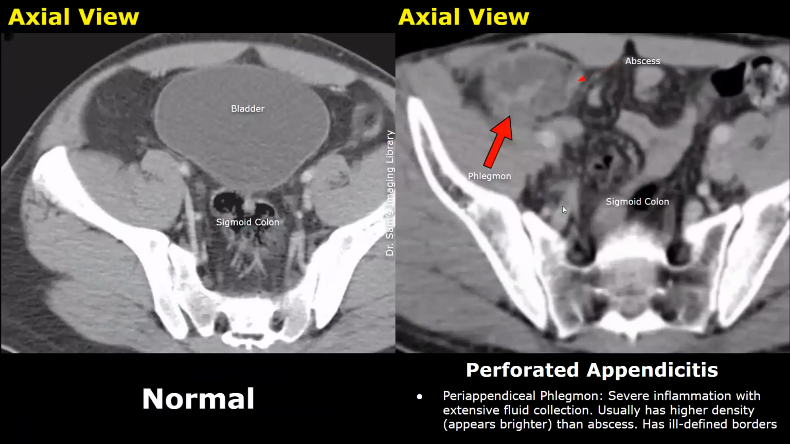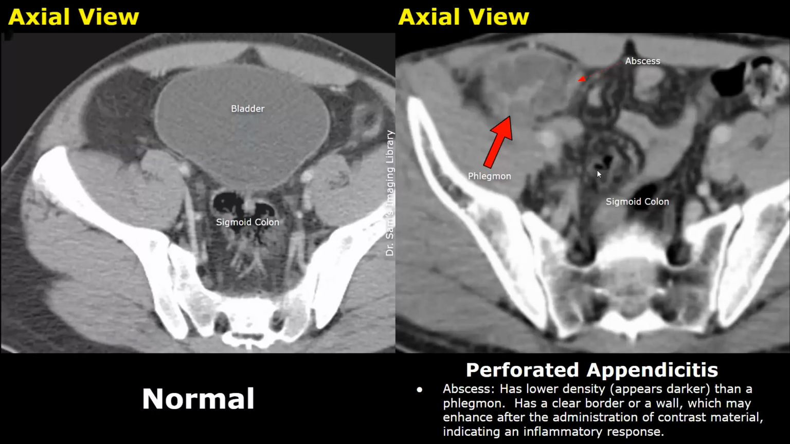In some cases of perforated appendix, wall defects and extraluminal gas may not be found. Instead, we may find a large inflamed mass at the site of the inflamed appendix. This high-density, bright area with irregular borders is called phlegmon. This can occur with severe inflammation of the appendix and is often associated with perforation.